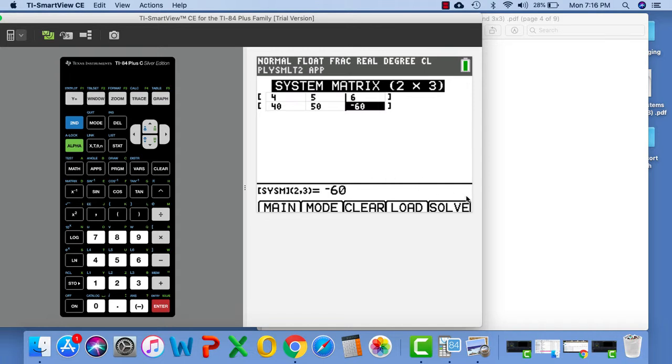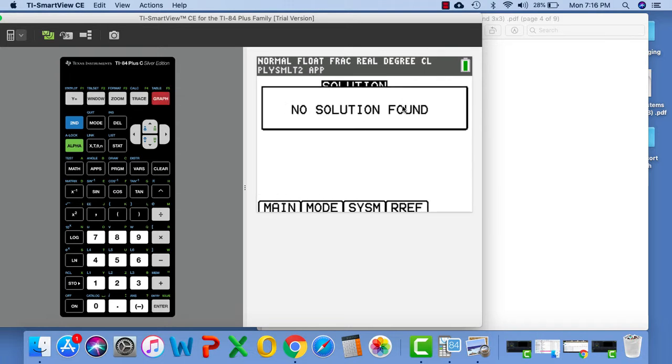So when I hit solve, remember solve is above the graph button, so I'm going to hit graph. It's going to say no solution found. So that was the case where we had parallel lines and the system was inconsistent.